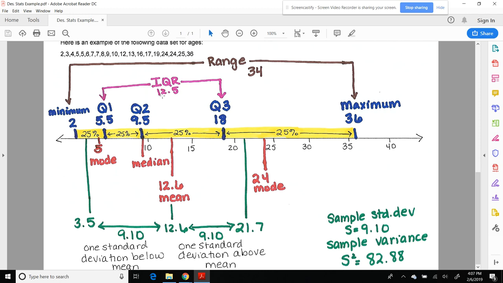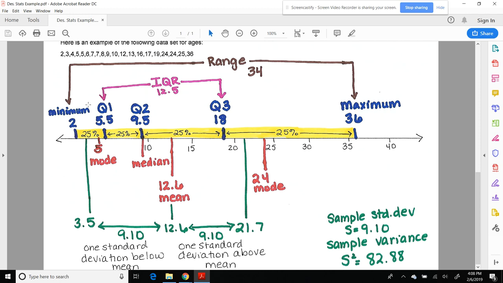And what I have here in the pink is my IQR, which is my interquartile range. For this, it's 12.5. So from Q1 to Q3, 50% of the data will occur. Now I'm going to push back out and do more of these measures of position. I know my minimum is 2, and I've marked that, and I know my maximum is 36. If I go from 2 to 36, that's my range. In this case, the range of this data set is 34, which is simply 36 minus 2.